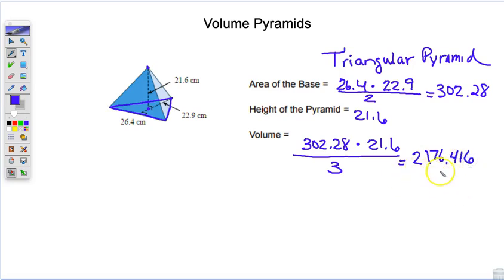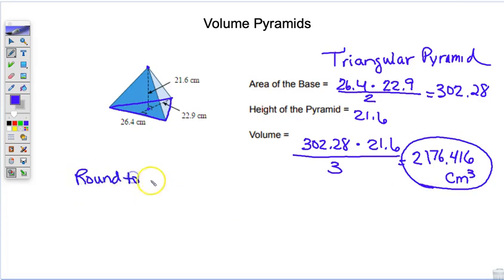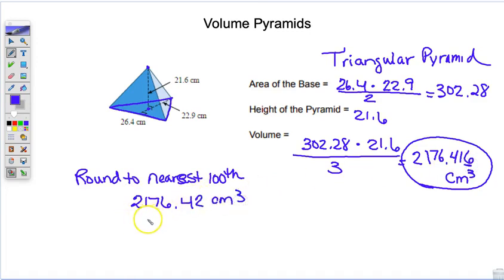2,176.416. So right now this is in the nearest thousandths. So if it did not tell you to round to a particular digit, you could answer that. But for practice, let's go ahead and say we wanted to round to the nearest 100th. That means 2 places after the decimal. So it would be 2176.42. Now, if you look back, this is a 6, so that means that 1 becomes a 2. We still keep it as cubic centimeters.